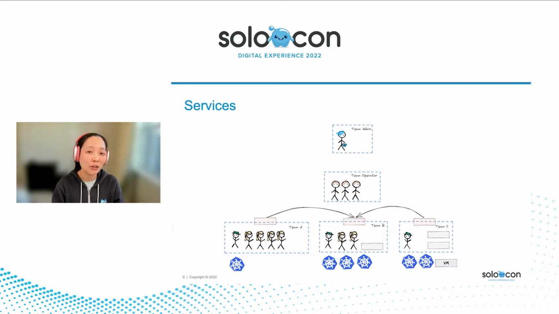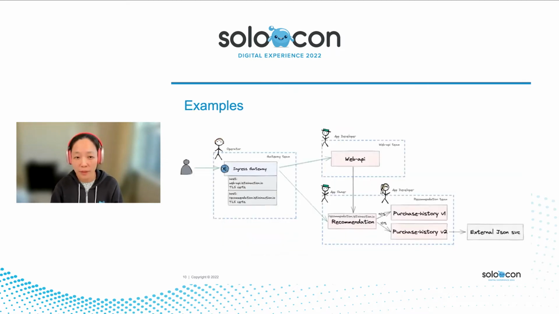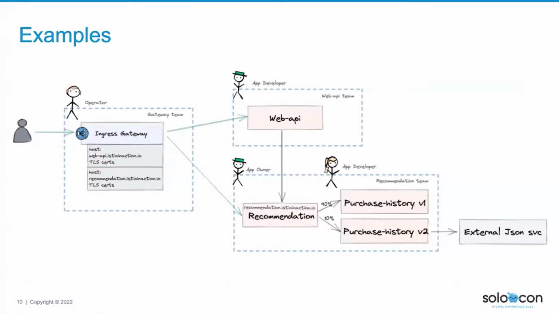The services produced by your team most likely would have some type of dependency. They would either be a service consumer or a service producer. Putting this in a simple example, we have the Web API team and the recommendation team. These two teams produce services. The Web API team is a very small team, so you can see the application developer and the application owner are combined into one person.